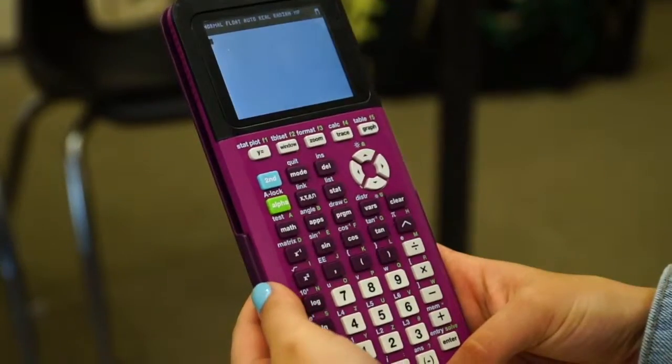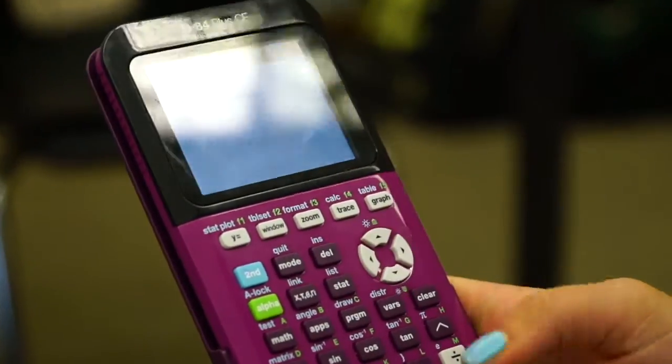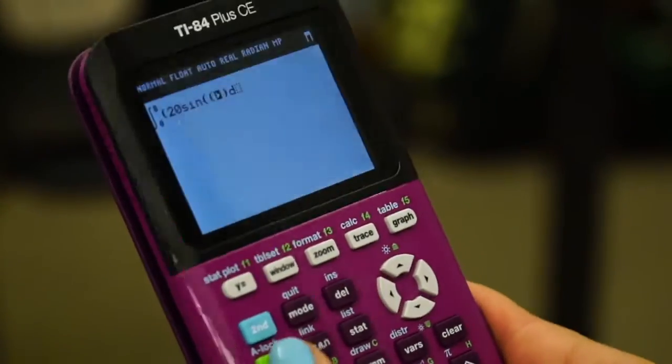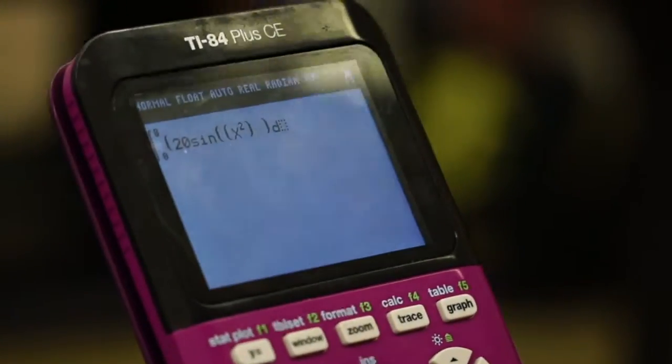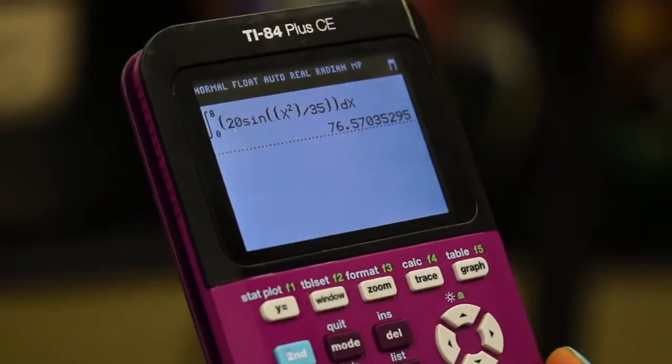Find it in your calculator. You go to the math section and press 9 for your integral. You put in your lower limit of 0, your upper limit of 8, and then the equation, which is 20 times the sine of, I'm putting it in terms of x in my calculator just because it's easier instead of t, but it still refers to t, x squared divided by 35 in your parentheses, and then that is dx, since that's the variable we're using. And press enter, and you get 76.570.